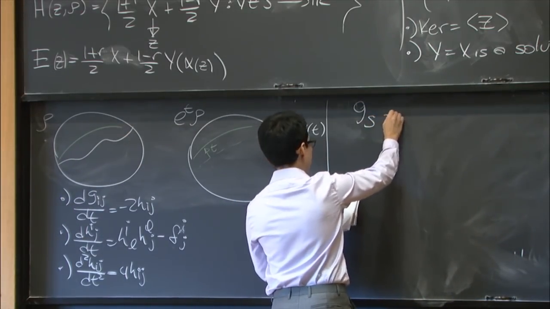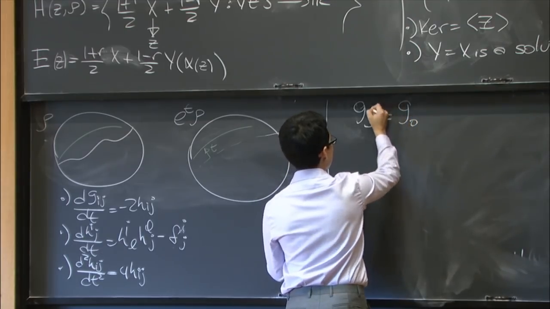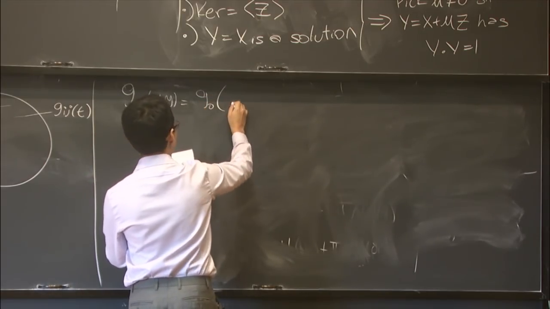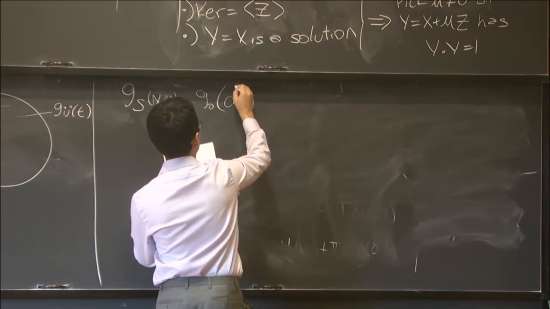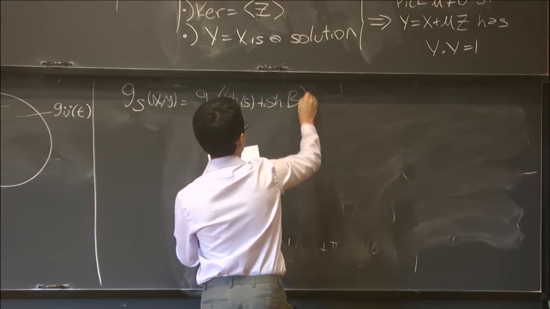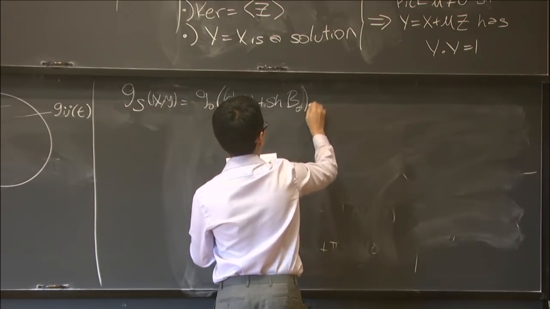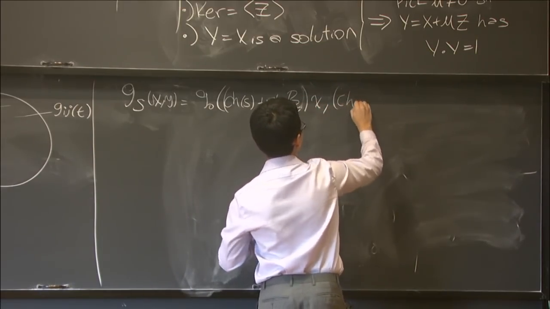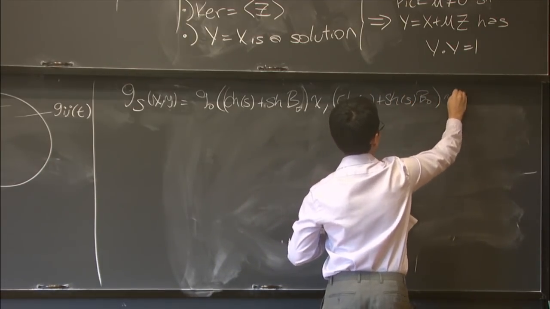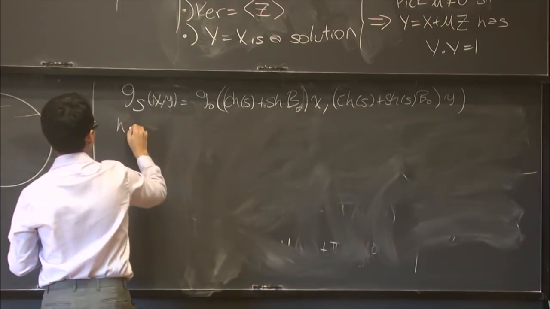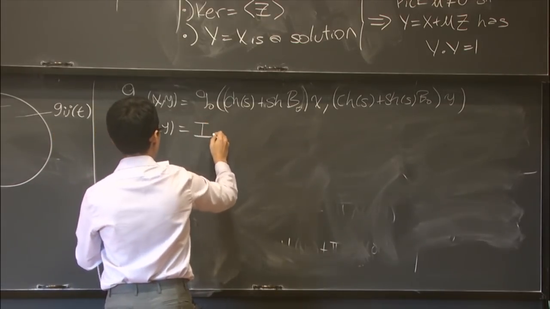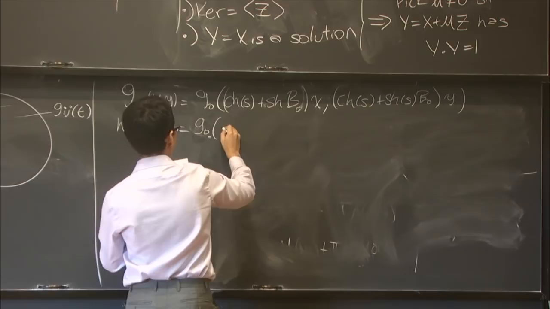By doing that, you could determine the following. The metric g at time s is going to be the metric g at time 0, hyperbolic cosine plus hyperbolic sine of b0 applied to x, and the same expression applied to y, whereas your second fundamental form is going to be given as follows.